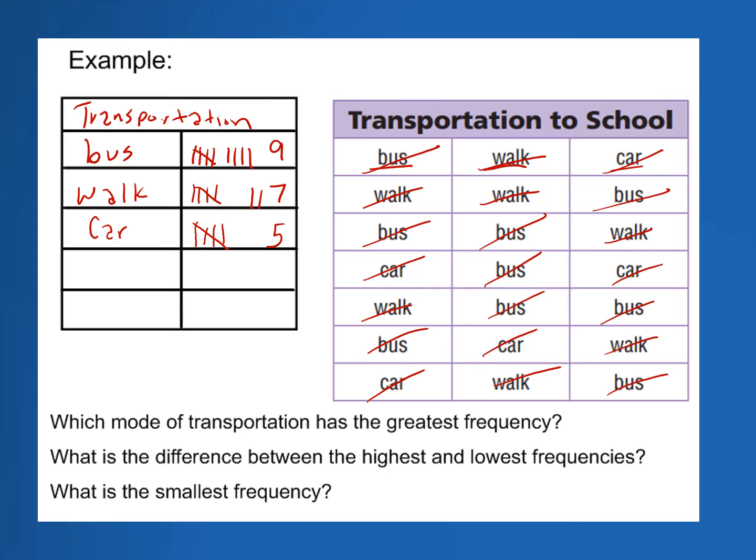So I want to total it. 9 plus 7 is 16. 16 plus 5 is 21. Over here I've got 3 columns and 7 rows for a total of 21. Now I can answer my questions.